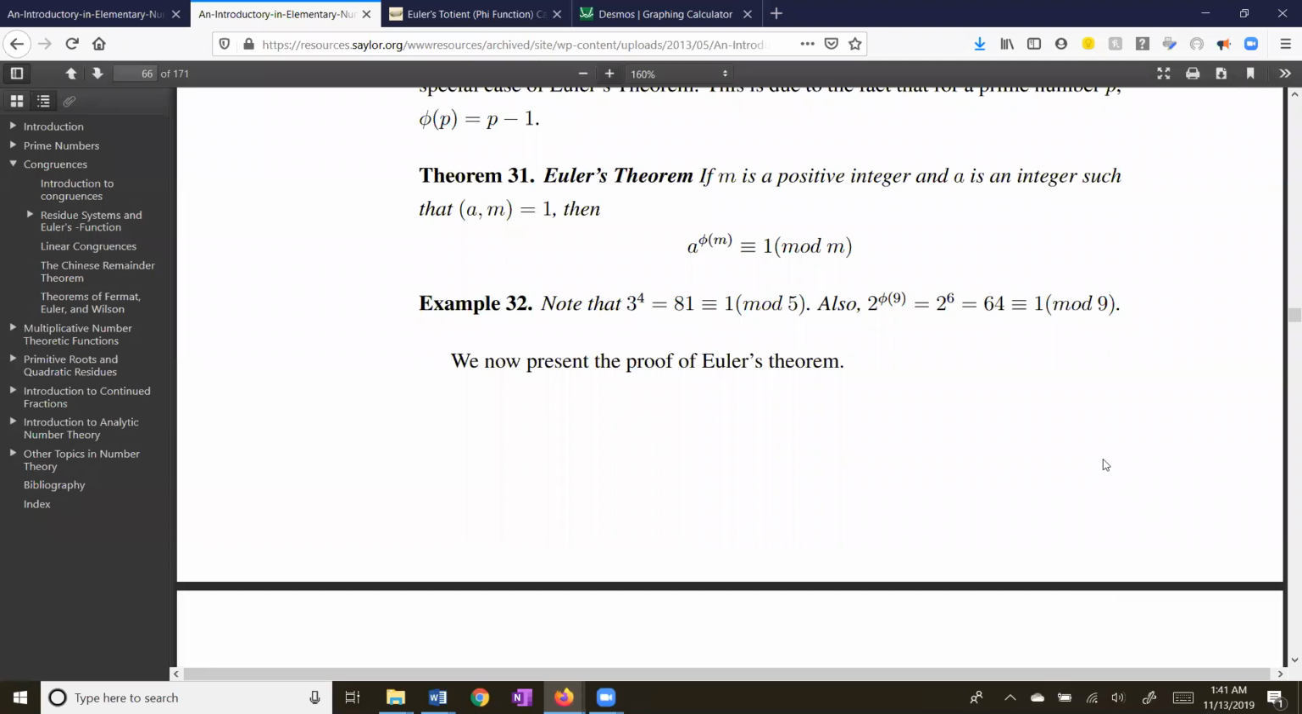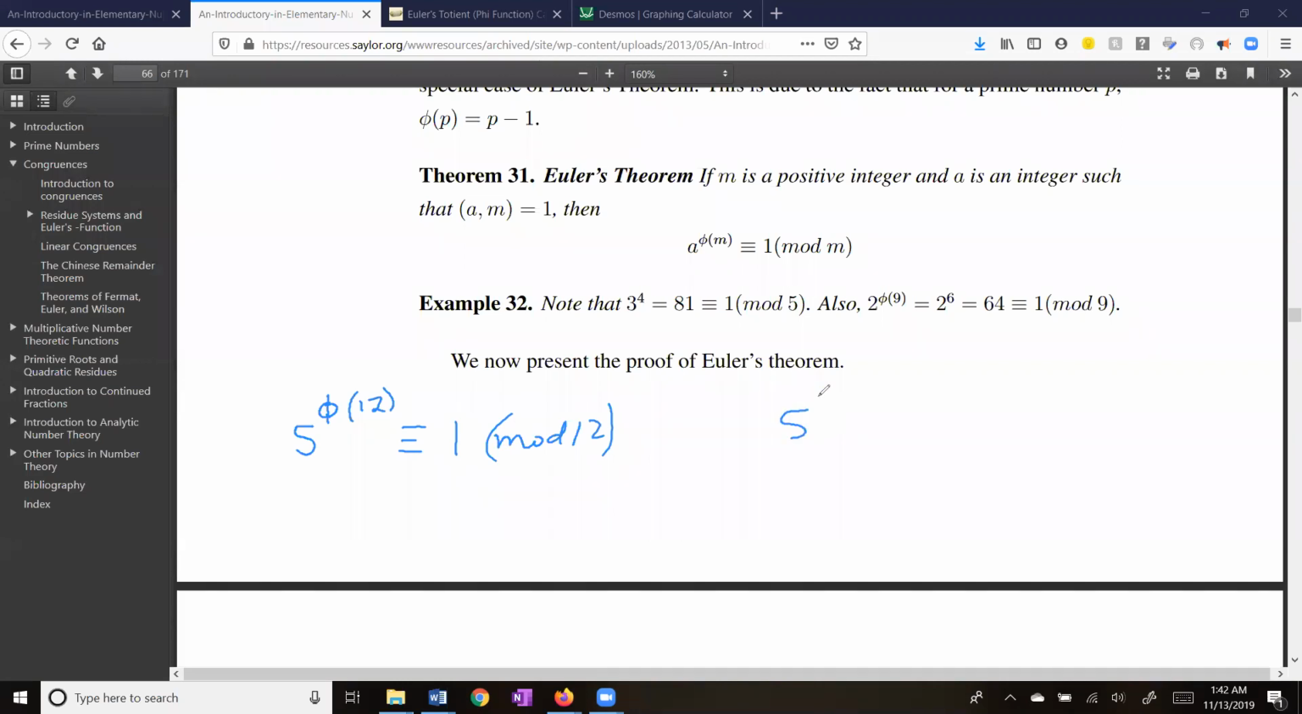I do want to point out that you may get back to 1 sooner than you might expect. In other words, you may not have to raise it all the way to the power. For example, let's say a is 5, and let's say our modulus is 12. So our theorem says that 5 raised to the phi of 12 should be congruent to 1 mod 12. Now, if we look up in our table or calculate it by hand, phi of 12 is 4.